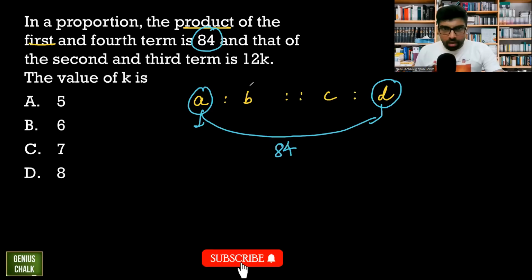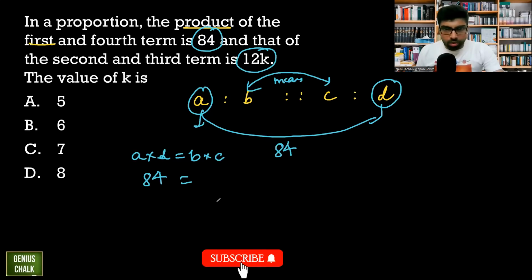And we know that whatever is the product of extremes, the same is the product of means as well. We have seen that A multiplied by D was equals to B multiplied by C. A multiplied by D is already given as 84. Can we find B multiplied by C? Its product is 12 into K. So 12 into K. So what is K value? 12 7s are 84. So K value is 7.